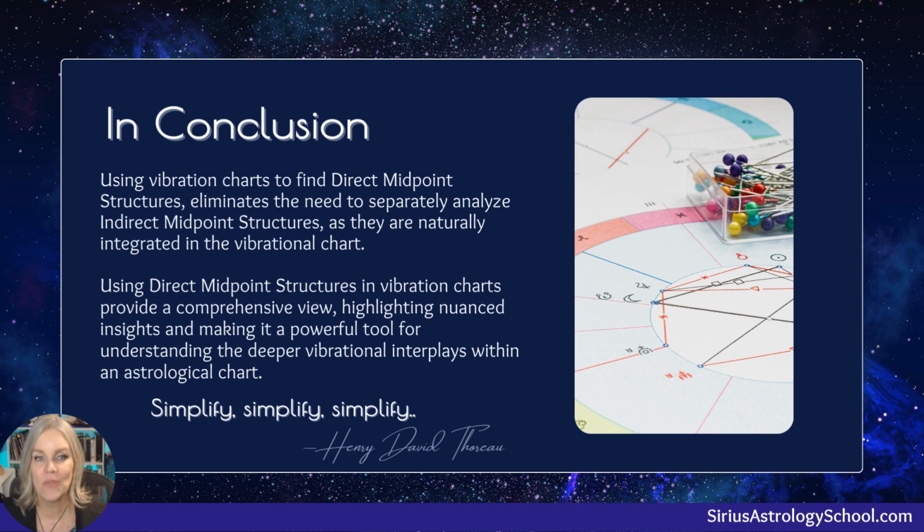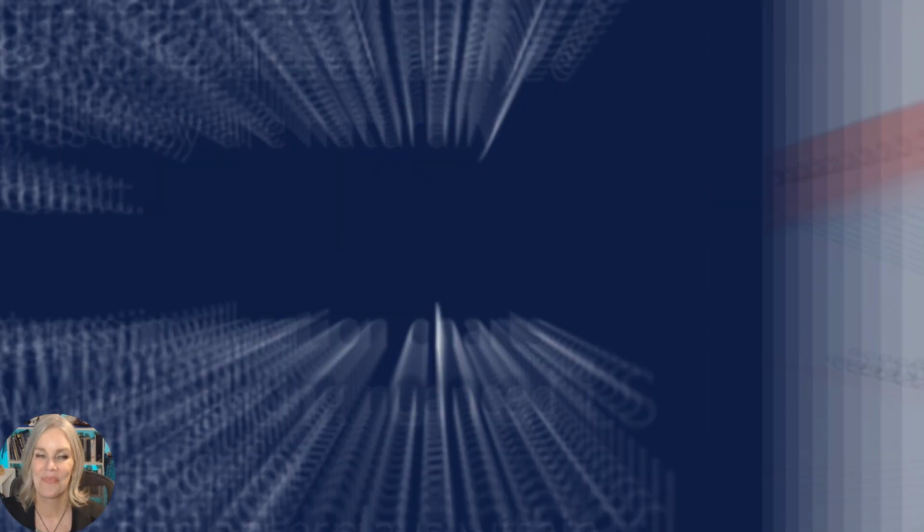So I was reminded as I was creating this presentation for you that there's a quote, and it goes, simplify, simplify, simplify. And it's by Henry David Thoreau. And I was reminded by this because in vibrational astrology, I know it's a lot to learn. Any system of astrology is a lot to learn. However, vibrational astrology does simplify things. Learning all the little pieces of it, it's definitely a lot to learn. But once you have it down, it becomes simple and beautiful.